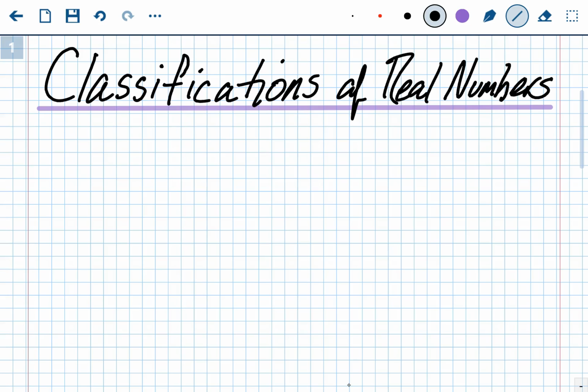Okay, so we're going to talk about the classifications of real numbers. So saying real numbers implies that there's non-real numbers, and there are, but we're not going to deal with that in Algebra 1. Okay, so there's a couple different categories we're going to define. Each one has its own letter that we use to recognize it.